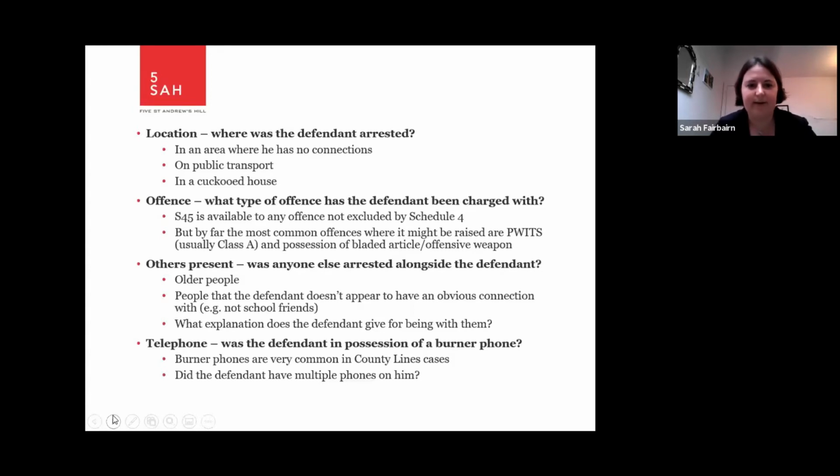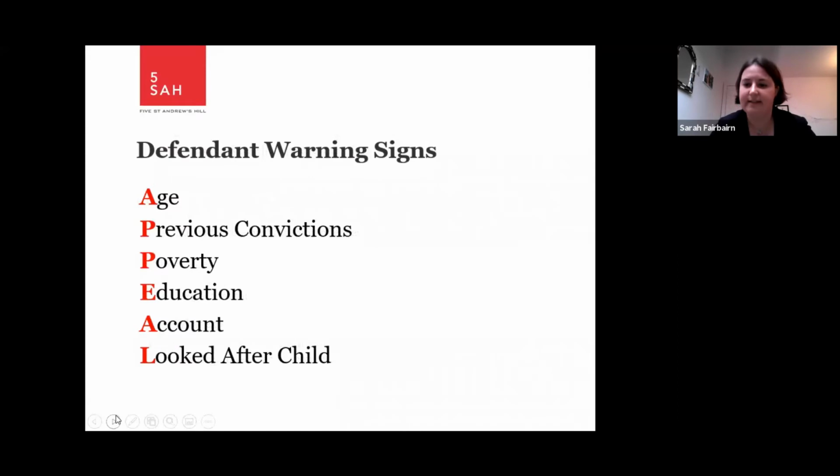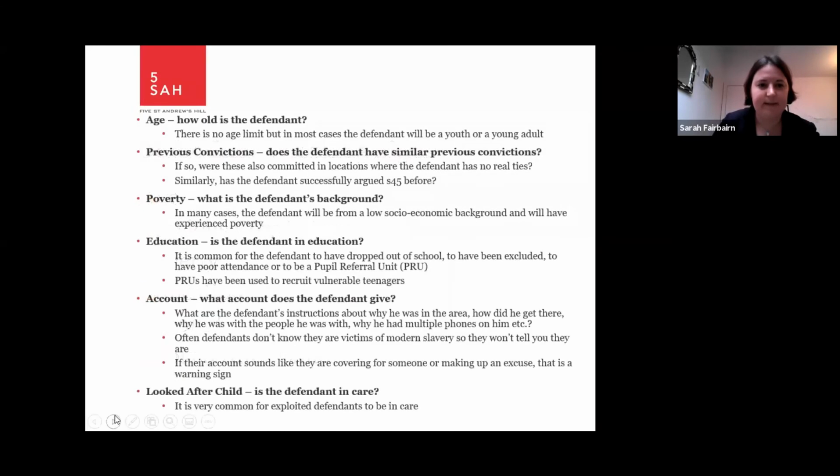So if I move on now to warning signs related to the defendant, again, we've got a second acronym to help you remember, and that is APPEAL: age, previous convictions, poverty, education, account, and looked after child. So if we go through those in a little bit more detail, starting with age, how old is your defendant? Now, there is no age limit for running a Section 45 defence, but it's very common in cases where you're dealing either with youths or with young adults, so kind of 18, 19, 20-year-olds.